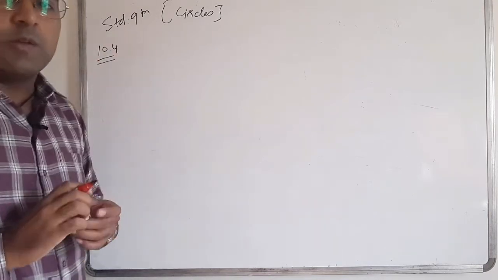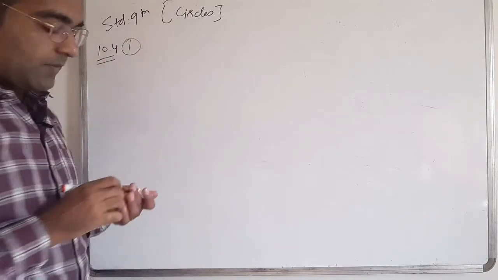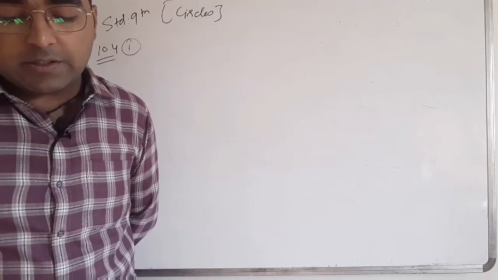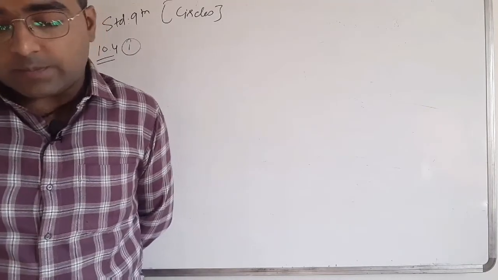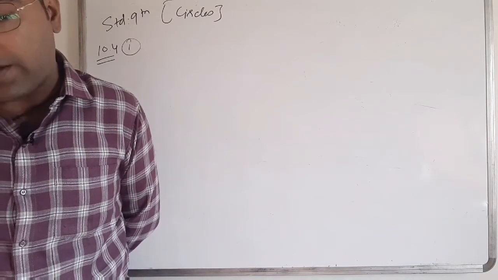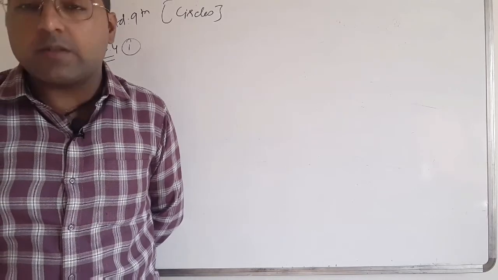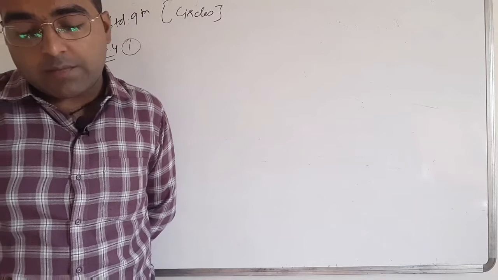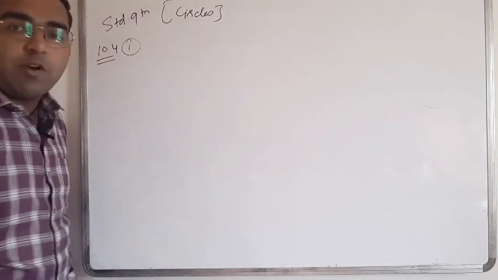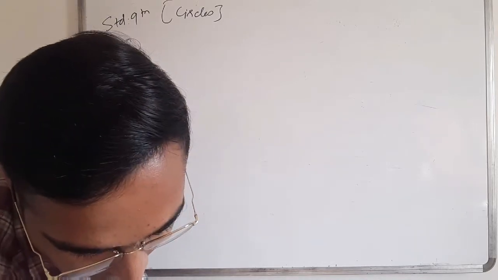Clear that? So let's start with question number 1 for the exercise 10.4. Two circles of radius 5 cm and 3 cm intersect at two points A and B, and the distance between the centers is 4 cm. Find the length of the common chord. Okay, for the common chord I first of all have to draw the figure.